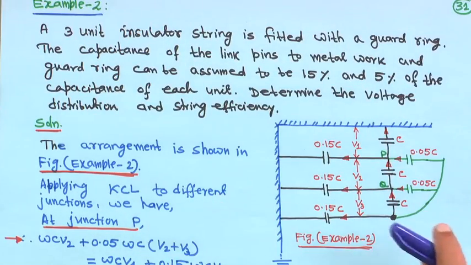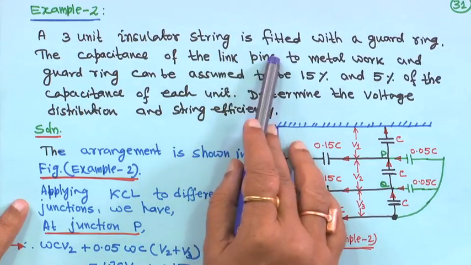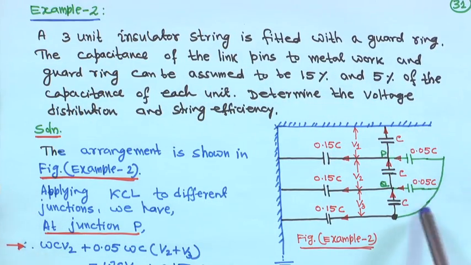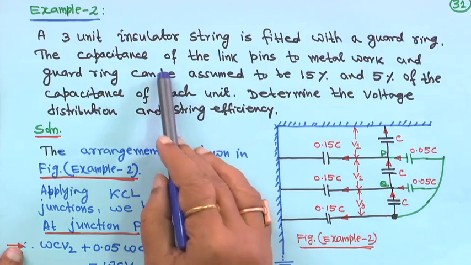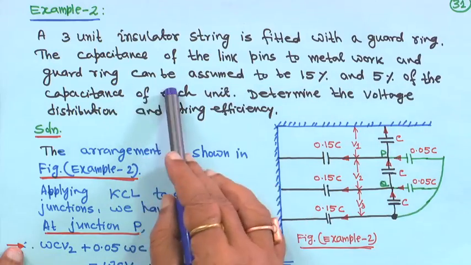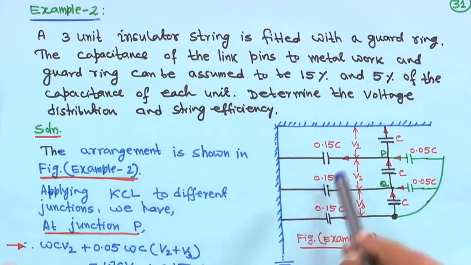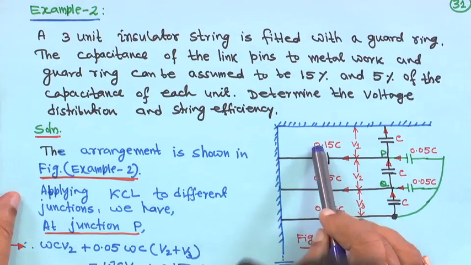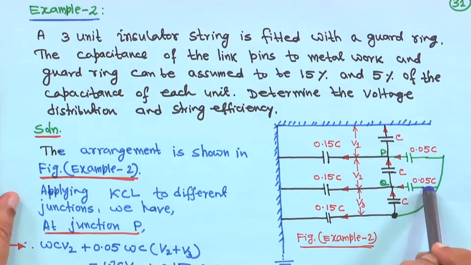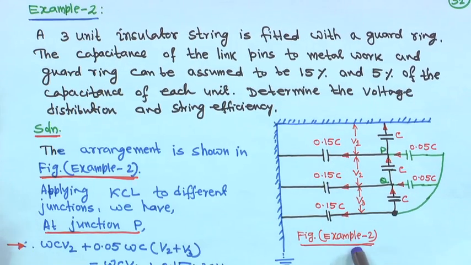Example 2. In this case, I have taken a 3 unit insulator string fitted with a guard ring, that is, the capacitance grading arrangement. The capacitance of the link pins to metal work and guard ring can be assumed to be 15% and 5% of the capacitance of each unit. So, this shunt capacitance is 15% of C, 0.15 C each, and this one is taken as 5%, 0.05 C each. This is the figure for the example.